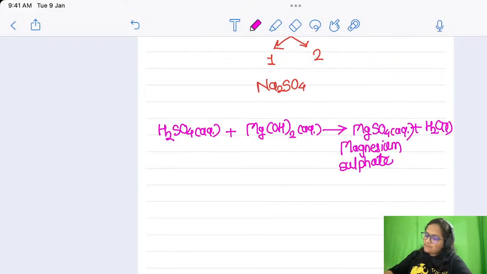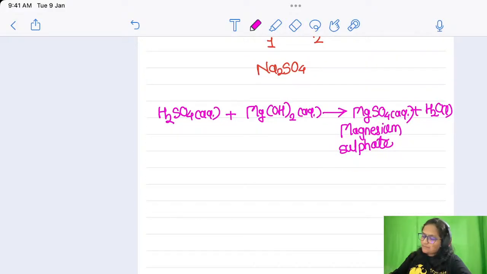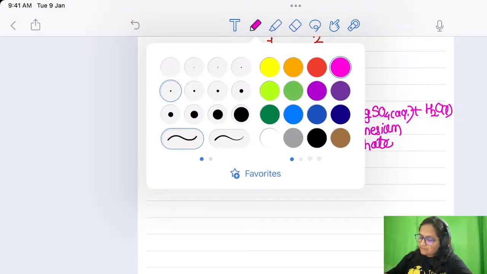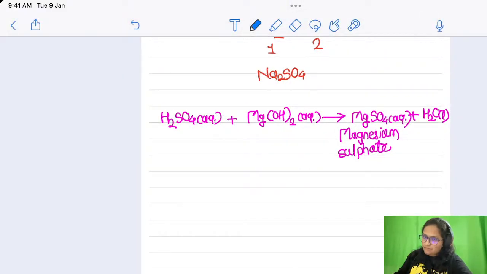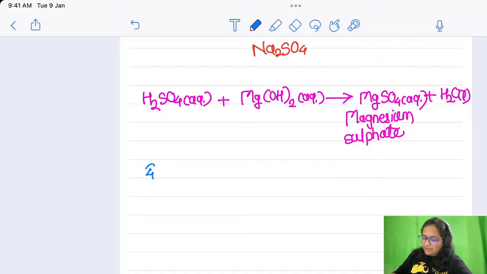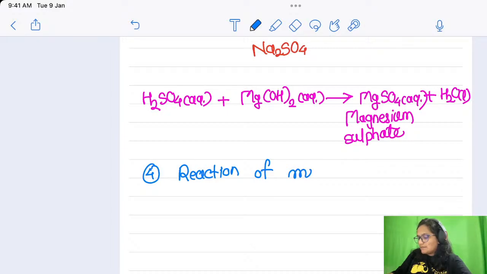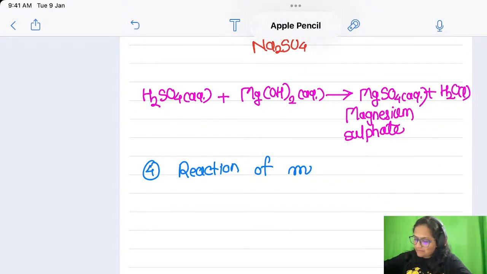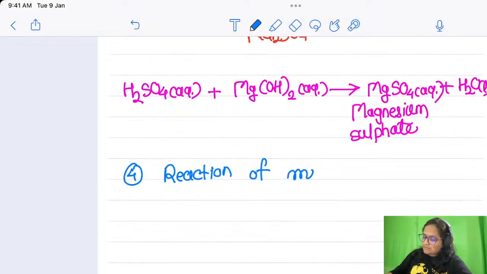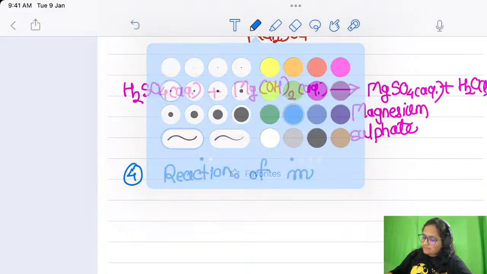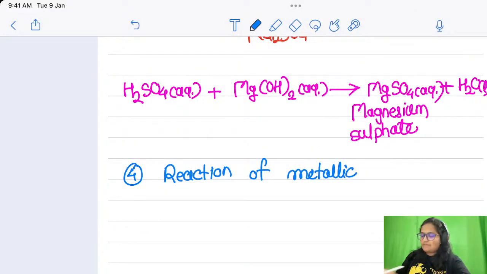Fourth reaction. Yes, the fourth reaction we are going to discuss is the reaction of metallic oxides with acids.